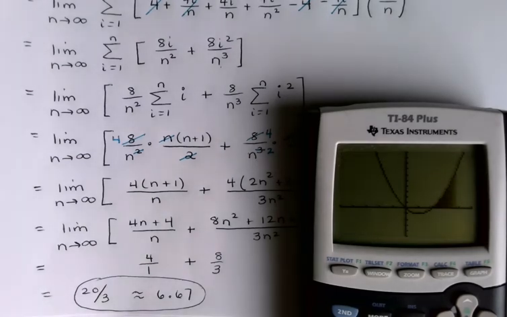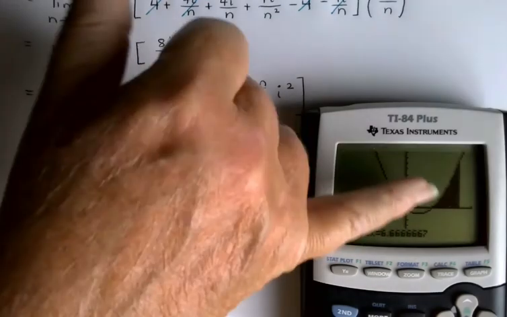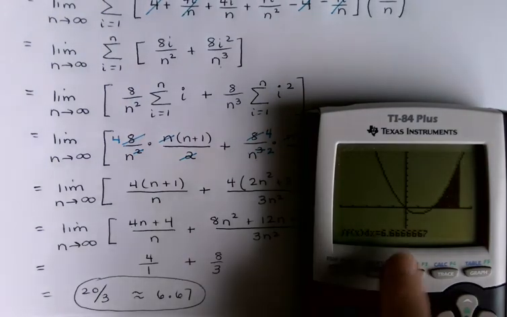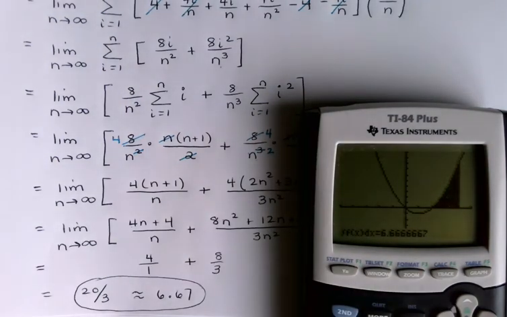And when I hit enter, it's going to do two things for me. It's first going to shade the area so I can see the area that we just found. And then notice right down here, it actually gives me the value: 6.6 repeating, 6.67, or exactly 20/3. So again, at least for right now, you can't use that as your only way to find these areas, but you can certainly use it to check your work.